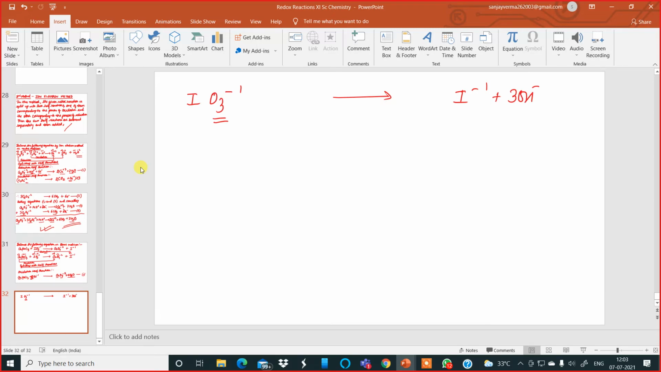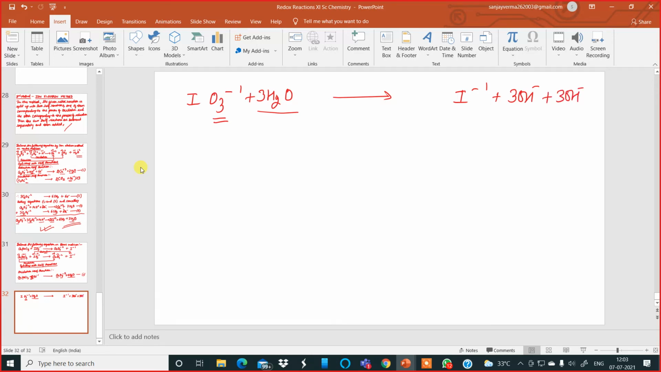So on this side, I'll put 3 water molecules. When I put 3 water molecules, I'm finding that oxygen has become 6. But here oxygen is only 3. So I'll put 3 more hydroxyl ions on the other side.